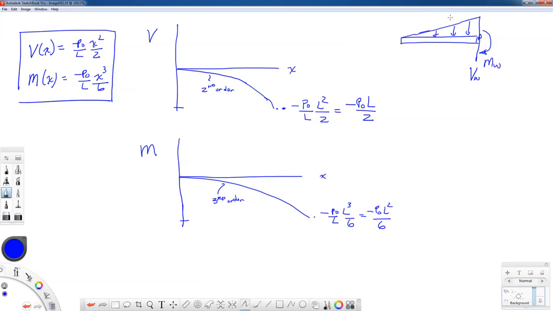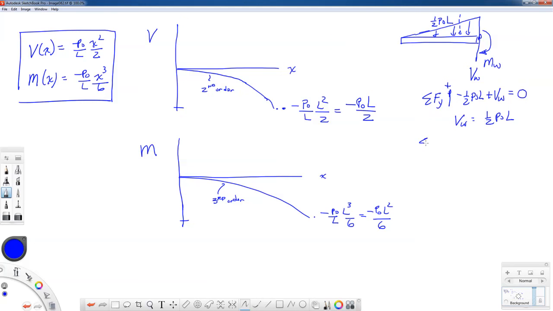and the statically equivalent force from that is 1/2 P naught times L directed downward. So when I do my summation of forces in the y direction, I have 1/2 P naught L going down plus V at the wall equal to 0. The shear force at the wall is equal to 1/2 P naught L.